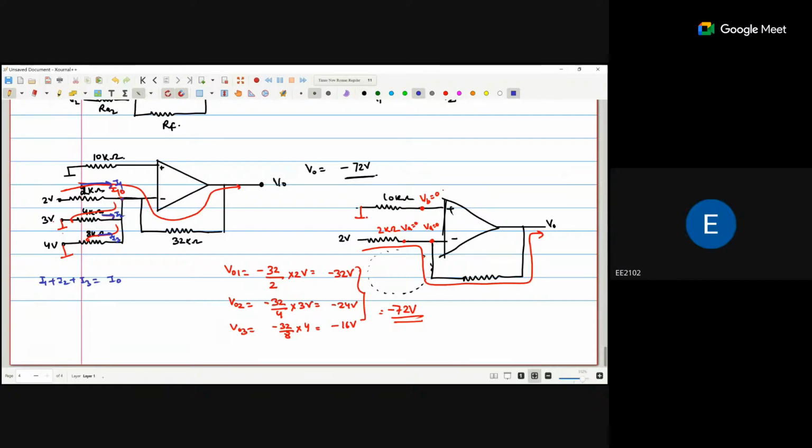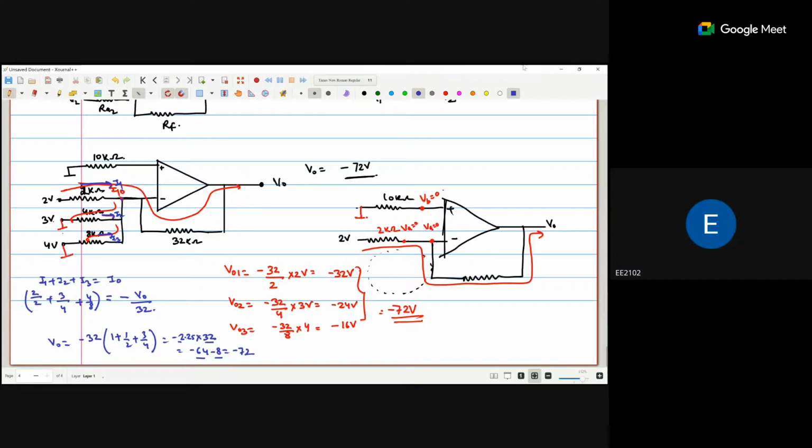Okay, so what is I1? 2 divided by 2 plus 3 divided by 4 plus 4 divided by 8. Because the voltage drop divided by the resistance gives I1 plus I2 plus I3, which is equal to minus V naught by 32. So V naught is minus 32 times (1 plus 1 by 2 plus 3 by 4)... so it is 2.25 times 32. 32 multiplied by 2 is 64 and 32 multiplied by 0.25 is 8. 64 and 8 is 72. So minus 72.